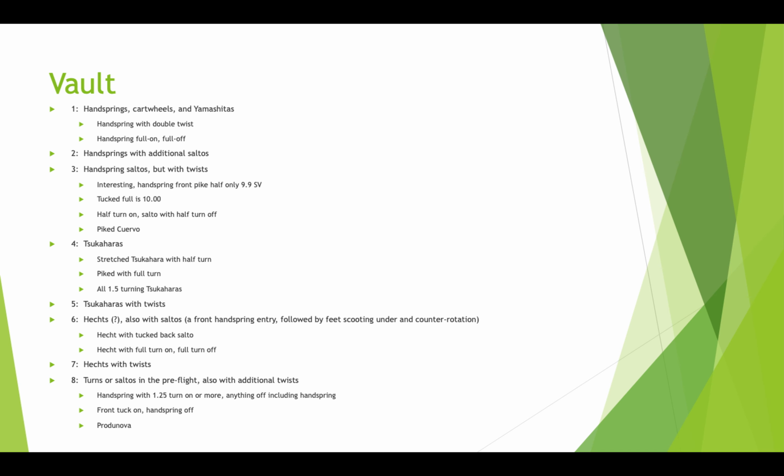Here's a list of the different vaulting families. There were 8 vaulting families, more than we have now. Some of the vaulting families are rather bizarre. So, a hecht over the vault, for example, is a vault in which you engage in repulsion off the vault with your hands, scoot your feet under you, and then possibly do some sort of counter rotating salto, kind of like scoot your feet over the vault and then do a gainer is maybe how I would describe it.